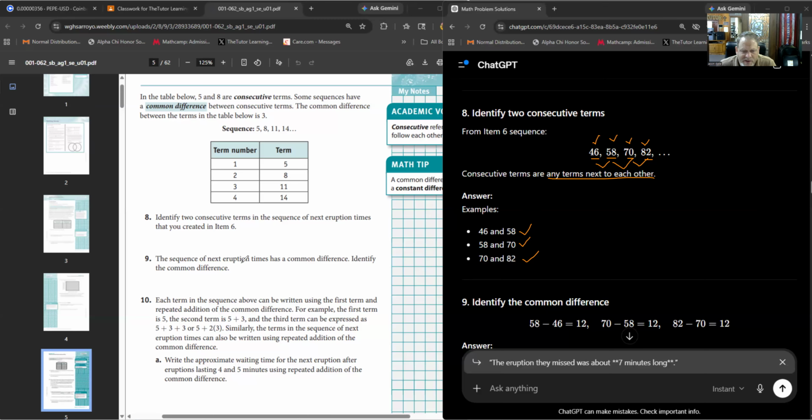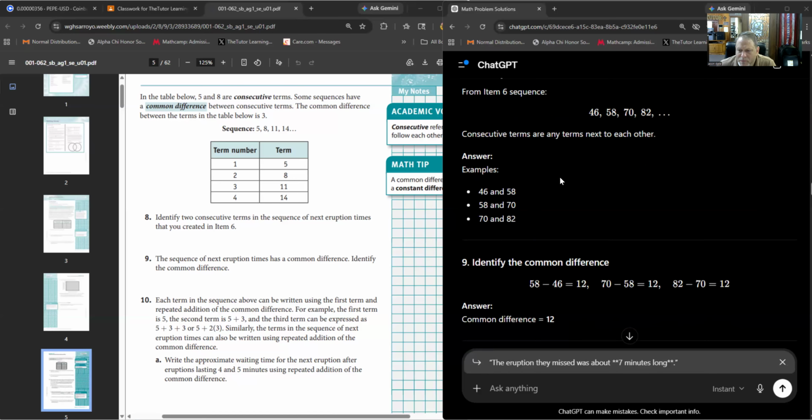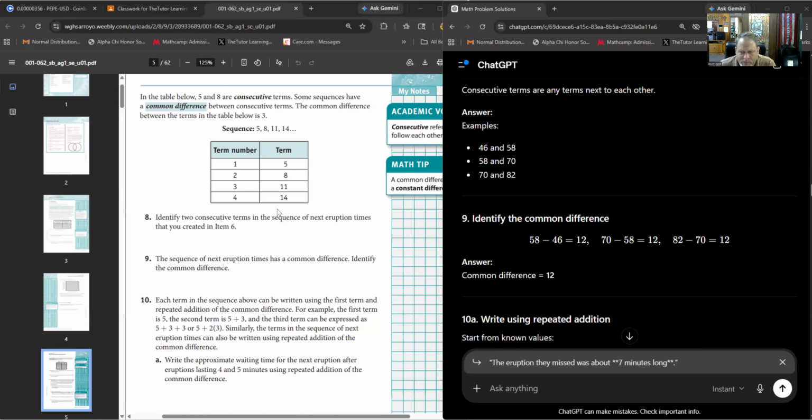Okay. The next sequence of eruption times has a common difference. Identify the common difference. Number 9. All right. Well, the common difference, as we have said before, is 12. 12 in each, right, Braden? Okay. Right, Rain? Right, Kylie? Okay. So the common difference is 12 in each one. Making sure y'all are still awake over there.